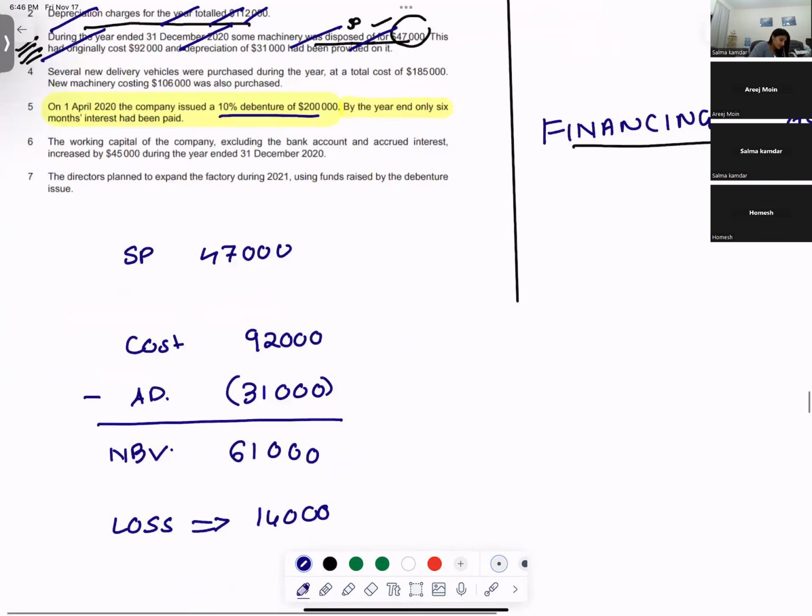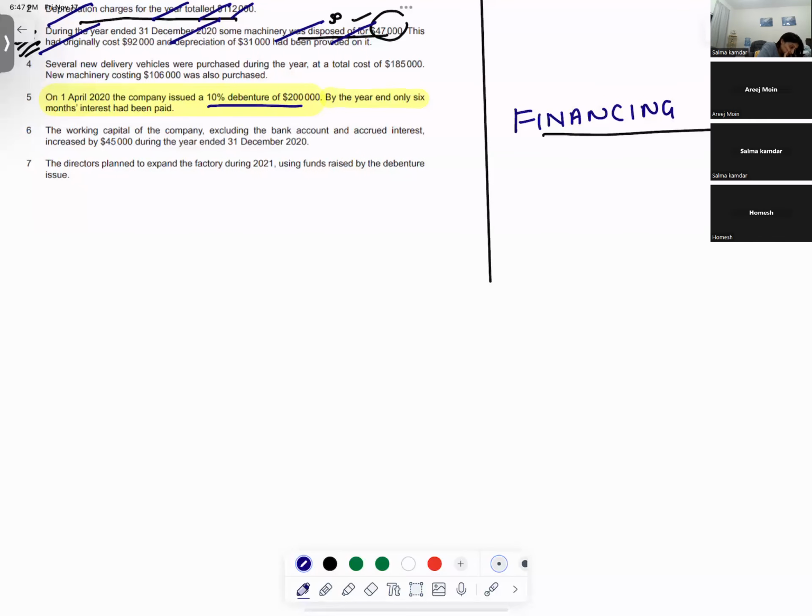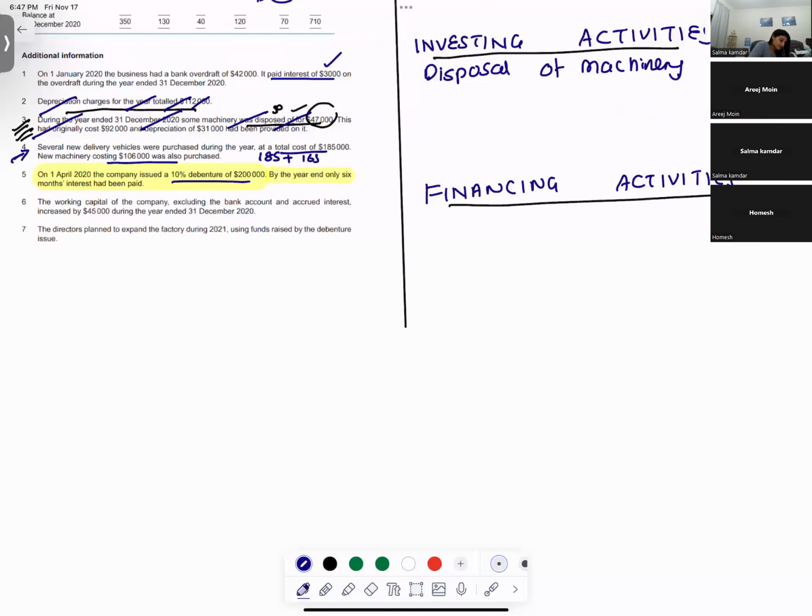Read the fourth adjustment. Several new delivery vehicles were purchased during the year at a total cost of 185,000. New machinery costing 106,000 was also purchased. Which activity? It's the investing activity. It was purchased. How much purchase? 185. New machinery 106. So total is how much? Let me add it up. 291. I will write it separately, no problem.